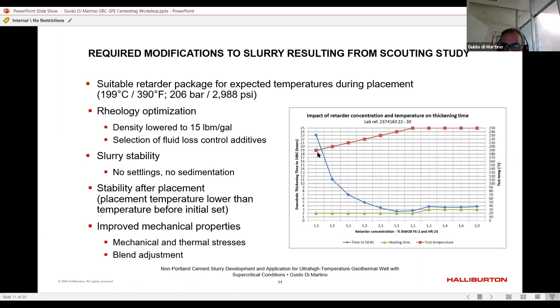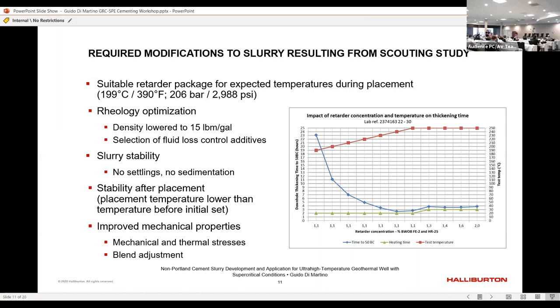Okay, so basically, this is the concentration of the retarder, both FA2 and HR25, the high temperature retarder. In this case, you can see that this is the temperature on the right side. You can see the downhole thickening time to 50 BC. So basically, with the temperature at the maximum temperature of 250 Celsius, we measured a thickening time of about 3 hours. You see here on the left side. That answers it. Thank you.